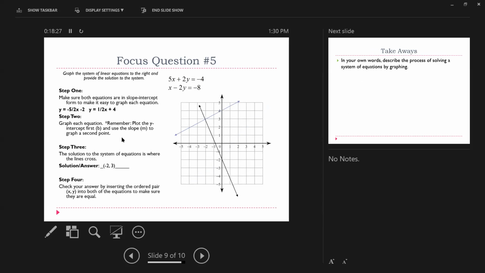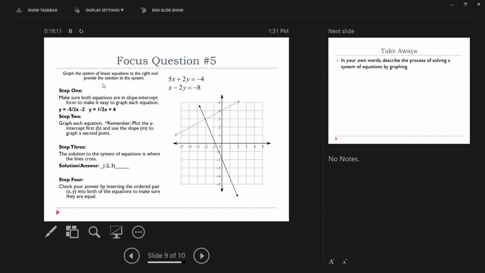Now number 5 is getting a little tougher. Now we've got 2 standard form equations: 5x plus 2y equals -4, and x minus 2y equals -8. Well, they're probably not the same slope. I don't think they're going to be parallel, even just looking at the equations.